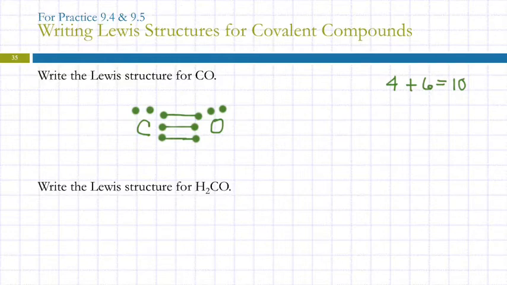And then I count again. So for carbon, we've got 2, 4, 6 in the bonds, plus 8 with the lone pair. And oxygen has 2, 4, 6, 8. So we've satisfied the octet rule.